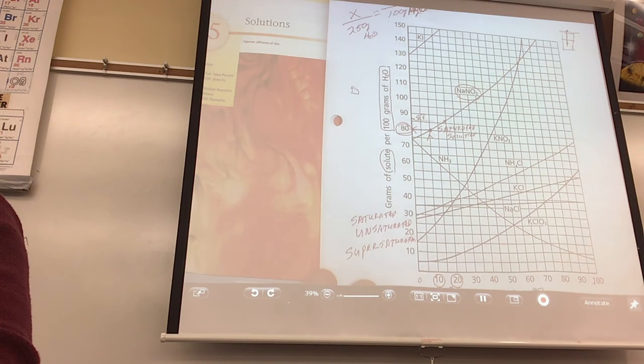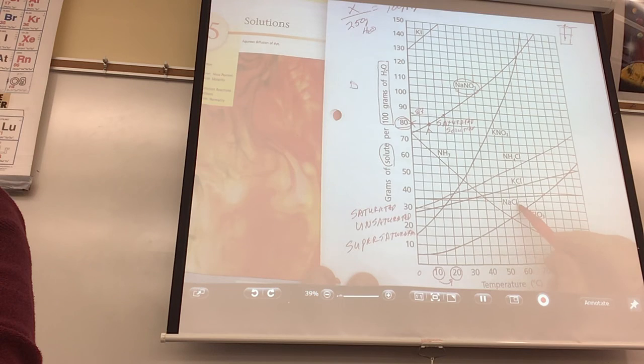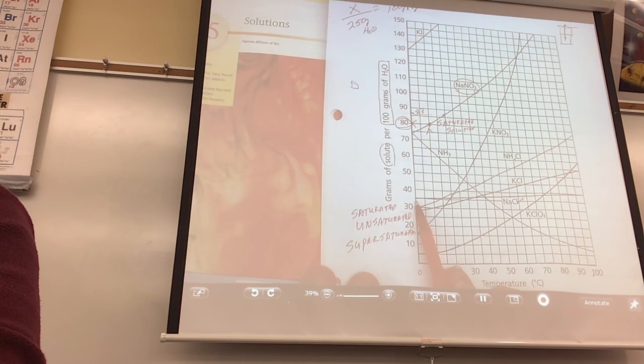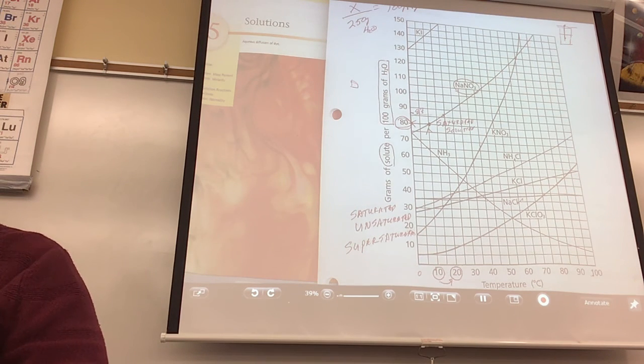Which one? Which one looks the most flat? Which graph looks the most flat? That's this one here, right? This is sodium chloride. Sodium chloride's funny because in cold water, you can put about 35, and in boiling water, you can only put about 40. You only increased by a little bit. You can dissolve almost the same amount in cold water as you can in hot water.